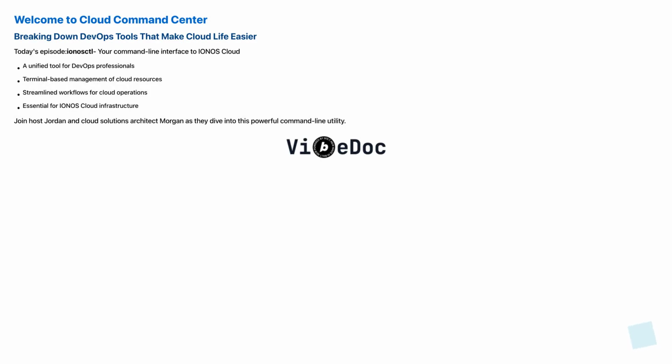I'm Jordan, and today I'm joined by Morgan, a cloud solutions architect who's going to help me understand this Ionosctl tool I keep hearing about. So Morgan, I've been working with AWS CLI and Azure CLI for years, but my team is exploring Ionosctl for a new project because of cost considerations. In my experience, the command line interface can make or break your workflow efficiency. What exactly is Ionosctl and how does it compare to the CLI tools I'm used to?